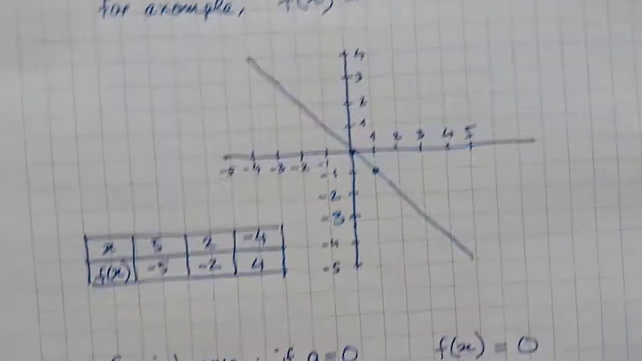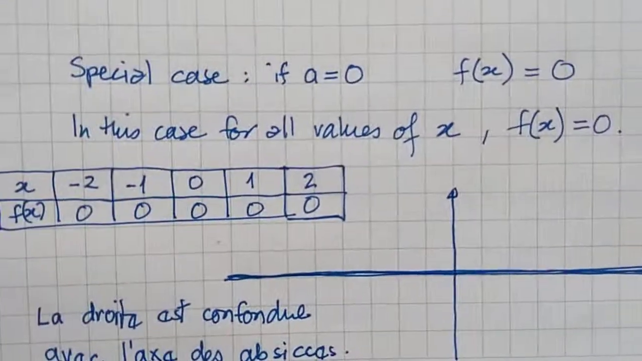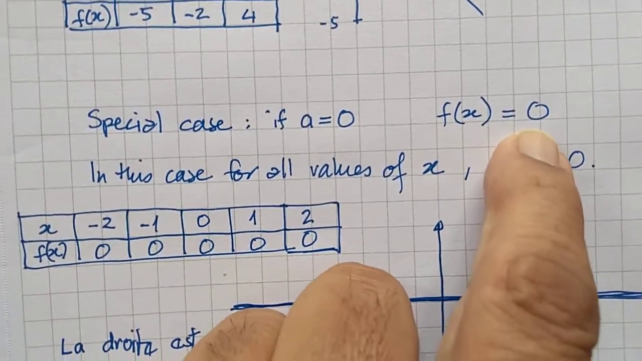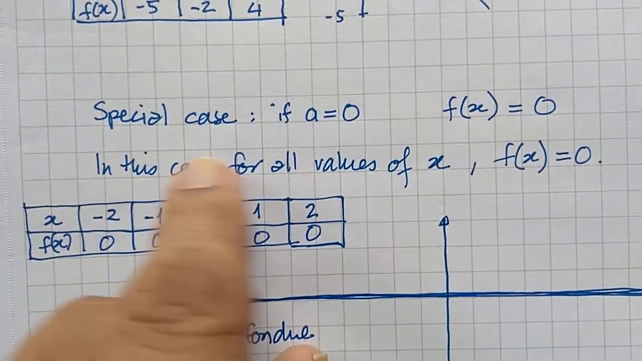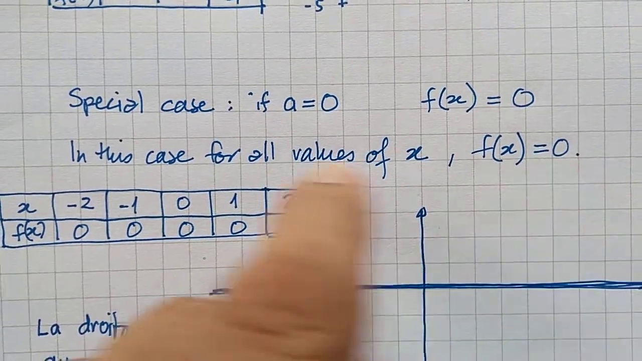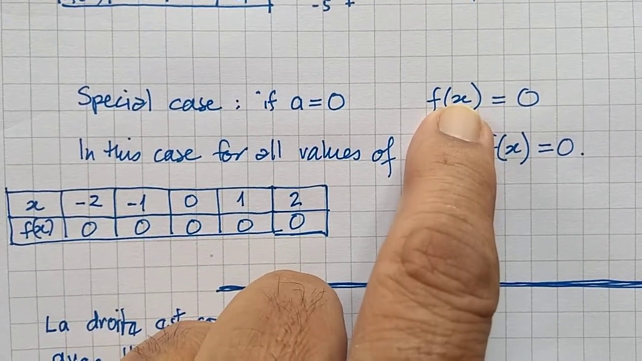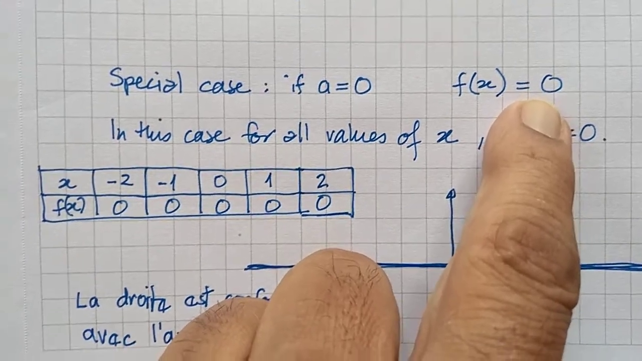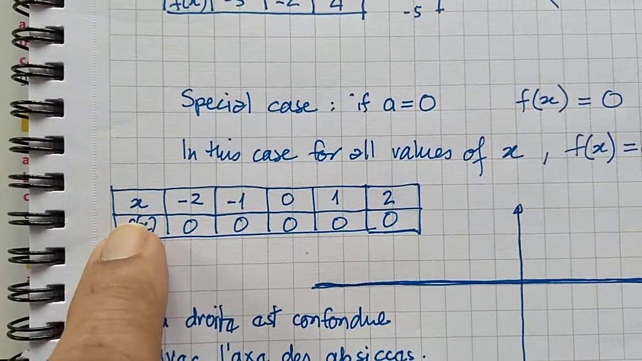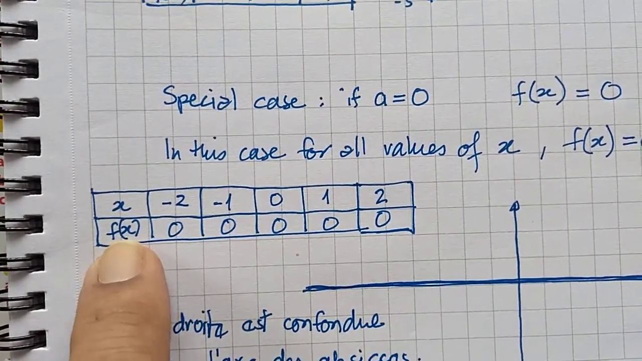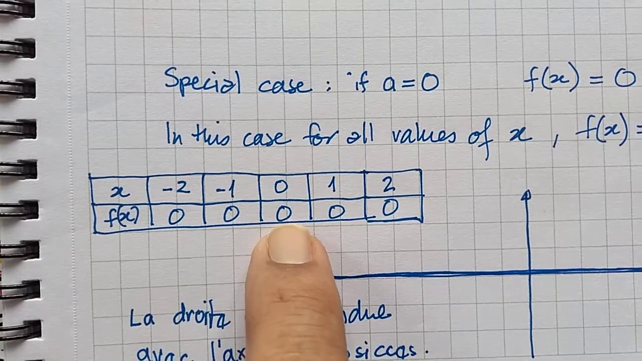Okay. Now we have one very special case. What happens if a is equal to 0? If a is equal to 0, then f of x is equal to 0. What does this show us? That in this case, for all values of x, f of x is equal to 0. The output is 0 if any value of x you put, 10, 20, minus 6 million, you'll always get 0 here. So just to make it clear, if I write the table of f of x and I put certain numbers, the output is always going to equal 0.